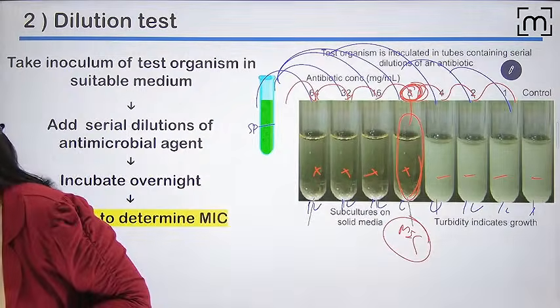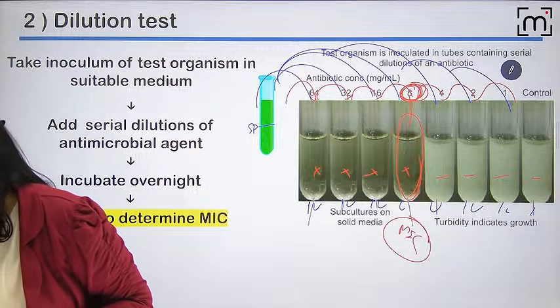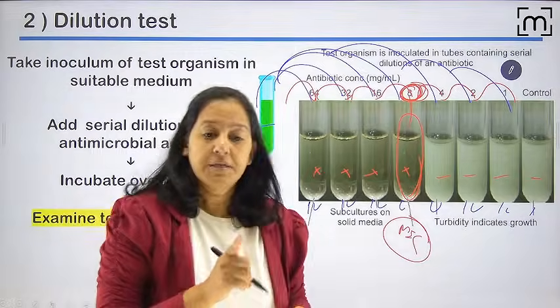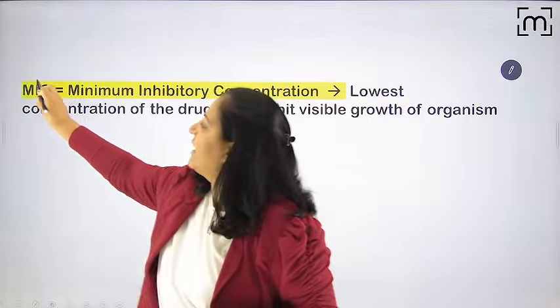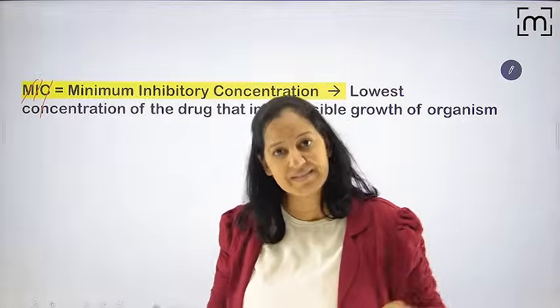How many of you got it? You are getting it? Yes, no, say something. Yes. So this is the dilution method, the second method. Here we are able to calculate minimum inhibitory concentration also.